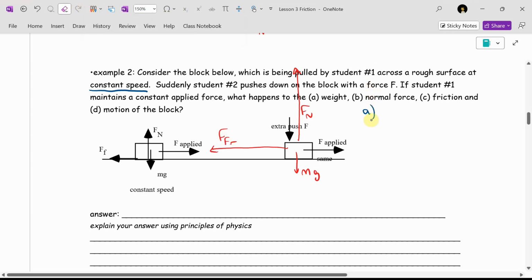So first of all, did the mg of the bench itself change? Did the weight of the bench itself change? Part A says what happened to the weight of the bench? Same. But Justin, what happened to the normal force? Why? An extra force down. What if Keaton had been nice? Yeah, I know it's unlikely. What if Keaton had been nice and lifted up a little bit? What would happen to the normal force? Okay, but we're going to say the normal force increased. Well, if the normal force increased, what happened to friction?